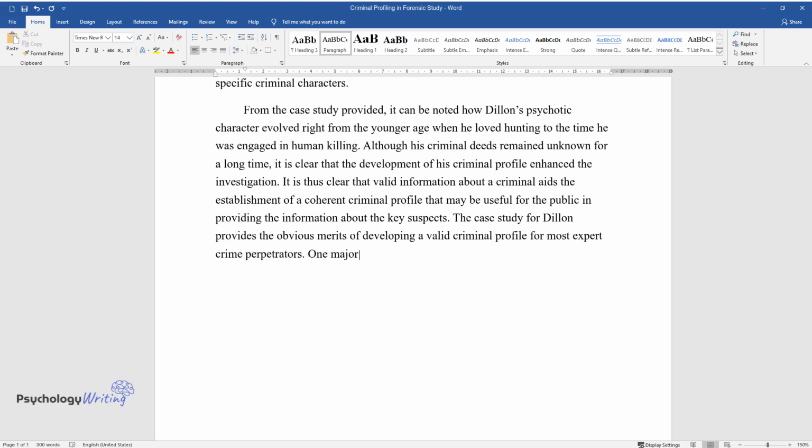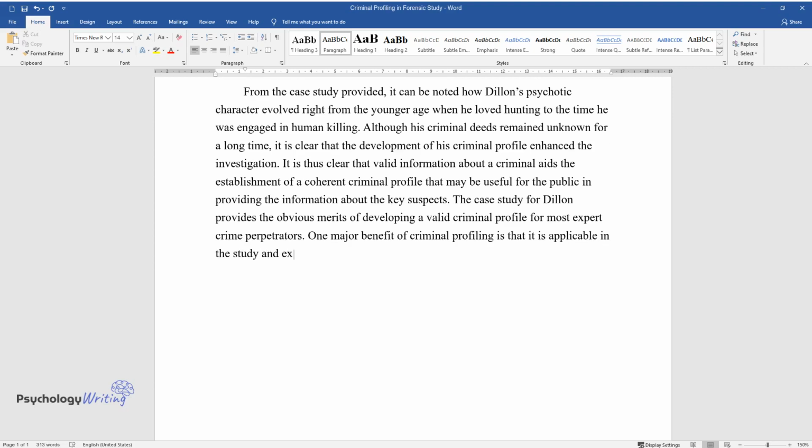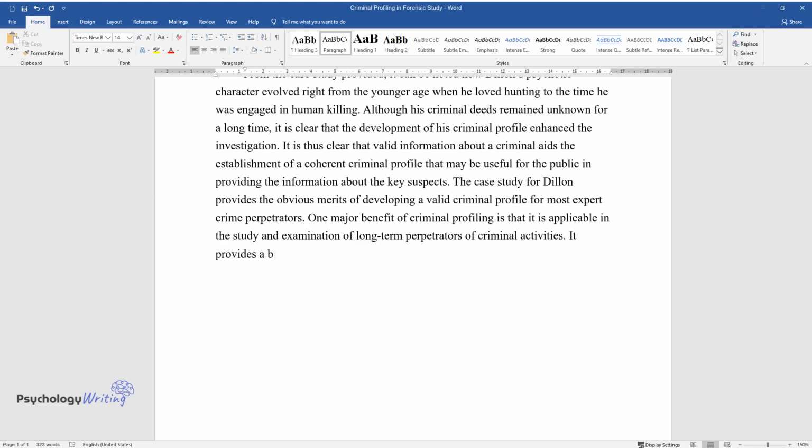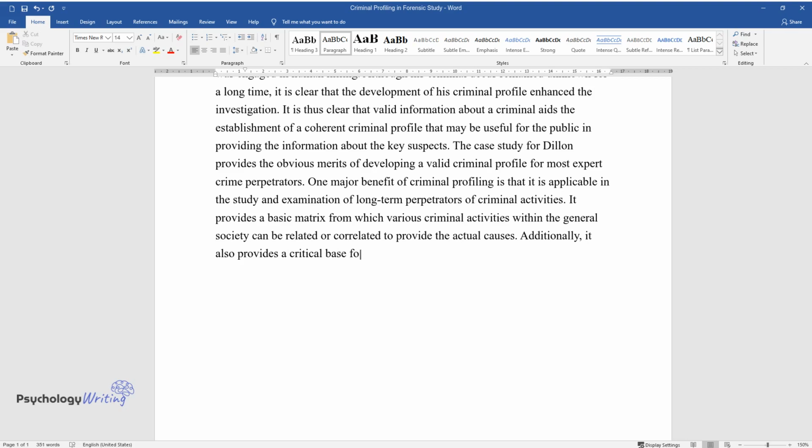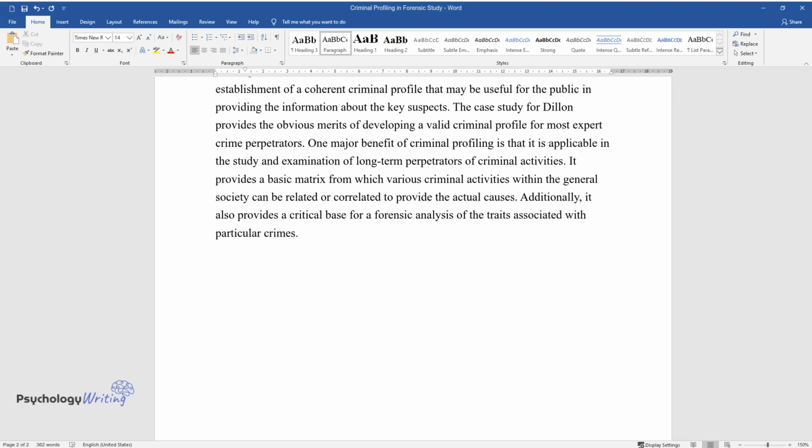One major benefit of criminal profiling is that it is applicable in the study and examination of long-term perpetrators of criminal activities. It provides a basic matrix from which various criminal activities within the general society can be related or correlated to provide the actual causes. Additionally, it also provides a critical base for a forensic analysis of the traits associated with particular crimes.